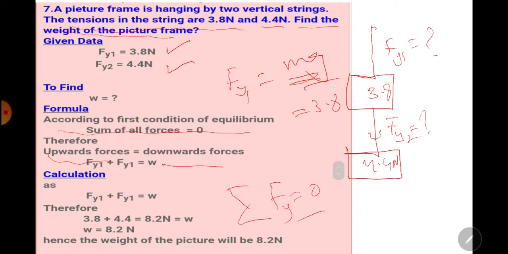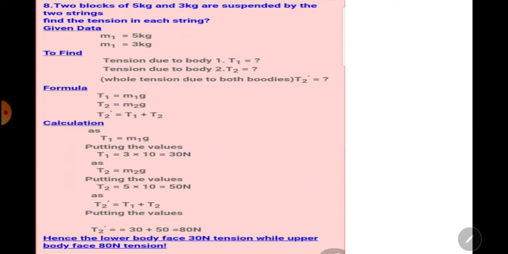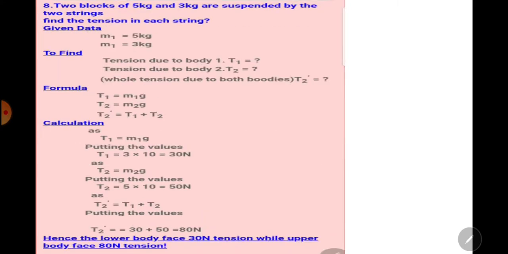So this is vertical, so write Fy. Now our upward force is equal to downward force. This is the upward force, this is the downward. You will calculate this one. Now you can calculate F1 by T1 separately and T2 separately, and the total is equal to T1 plus T2.